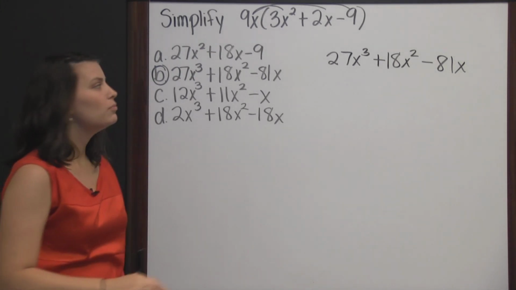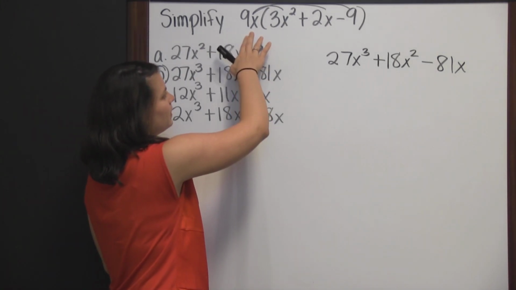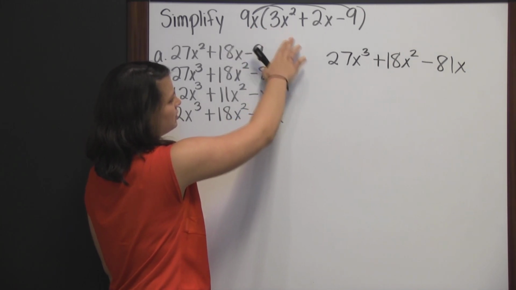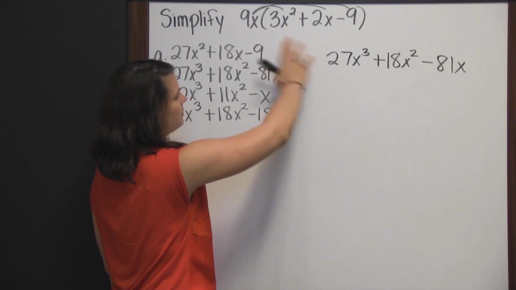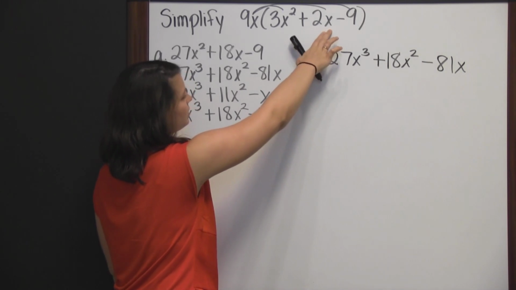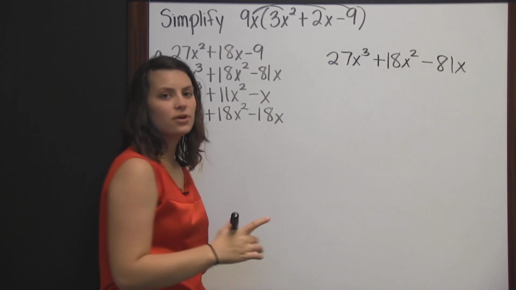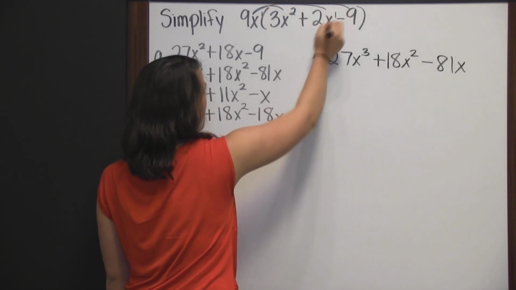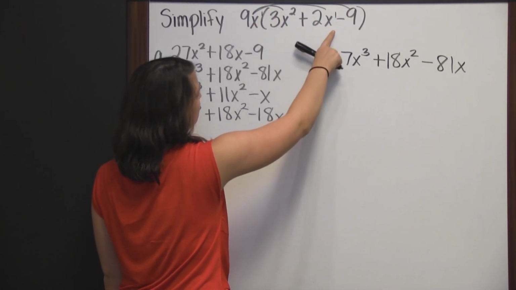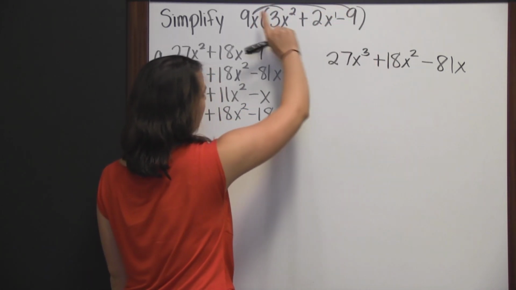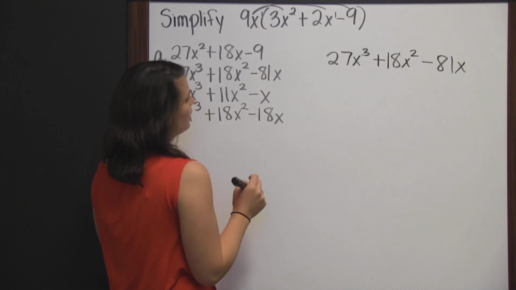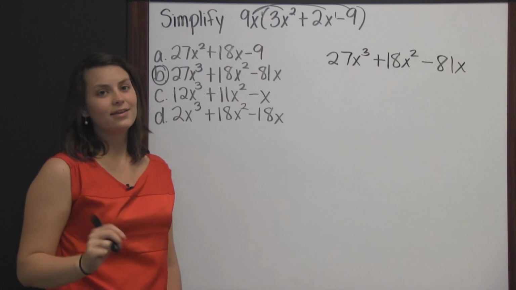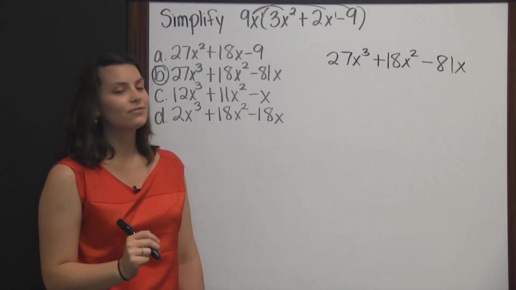So remember that when you multiply x times x squared, you're adding the exponents. And that's where the x cubed comes from. X times x, again, you're adding those exponents, and those have an imaginary exponent of a 1, both of them. So x to the first times x to the first is x squared. You add the exponents, 1 plus 1. And then 9x times 9 is 81x, or negative 81x because of the minus in front of the 9.